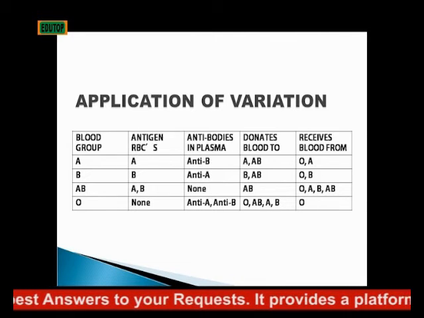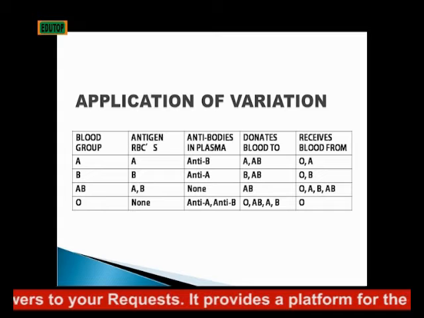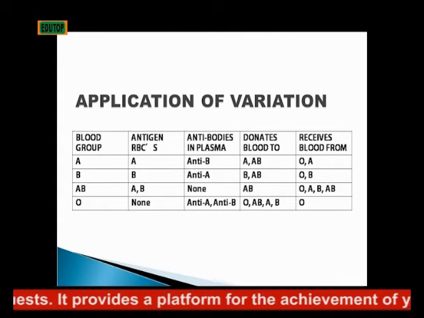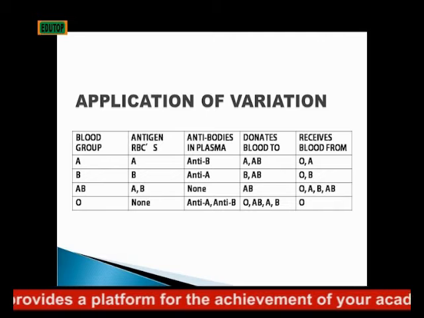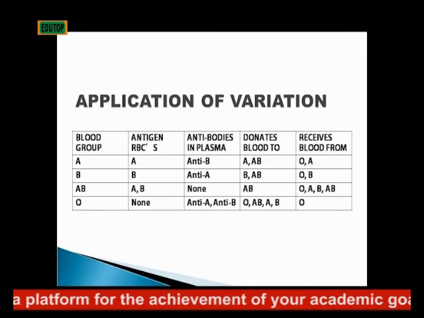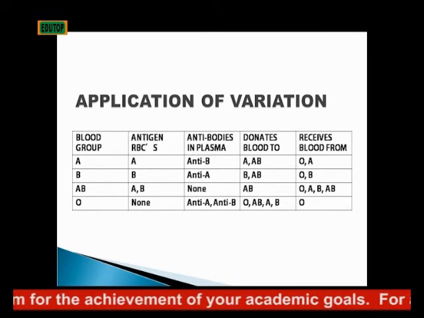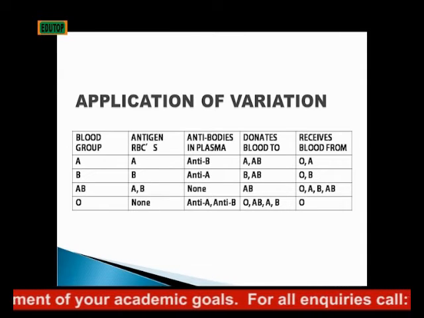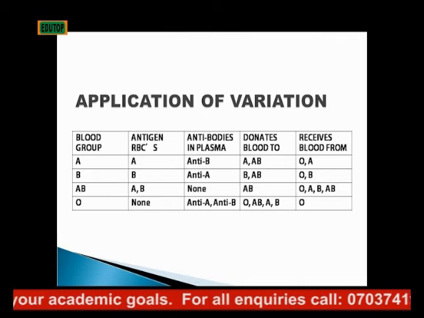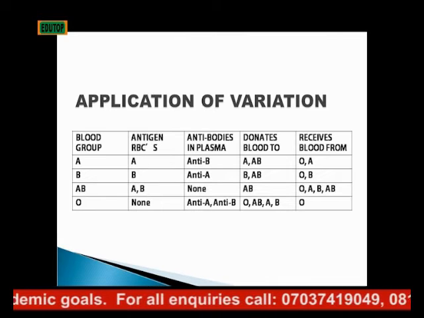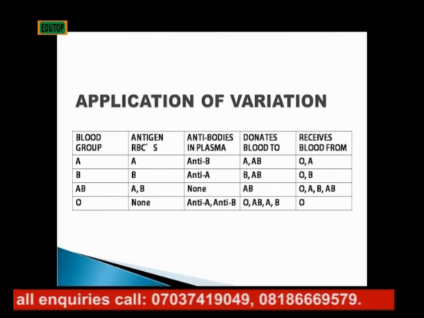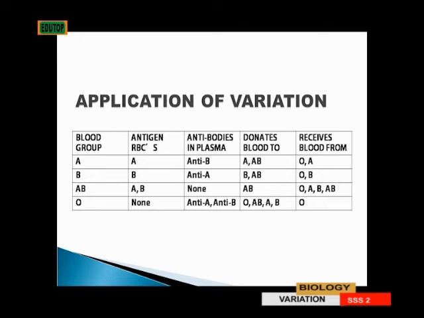So blood group B have antigen B and they have agglutinin A. That's the opposite now. They have antigen B, but they have agglutinin A, that's anti-A. Then blood group B can donate to people with blood group B and also people with blood group AB. Then blood group B can receive from blood group B and also blood group O. I said O, they are universal donors.